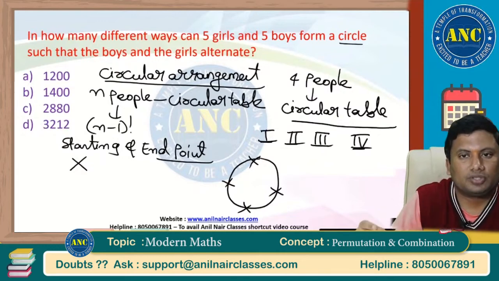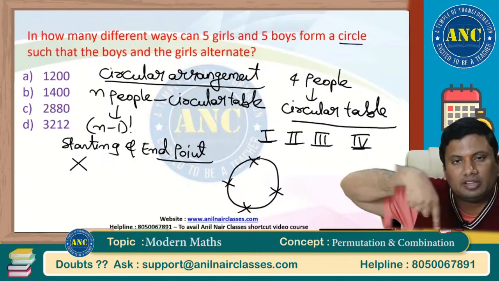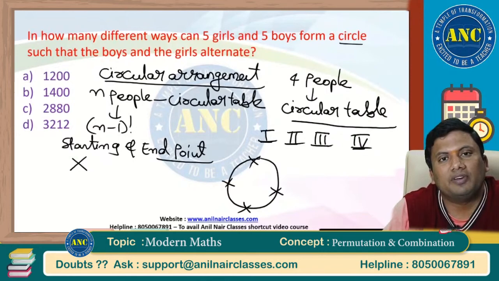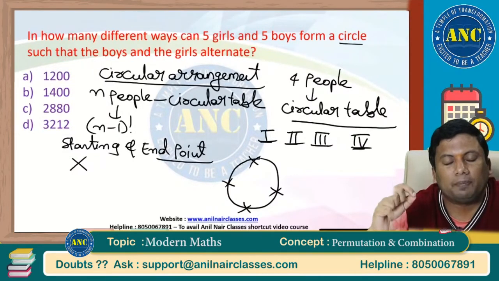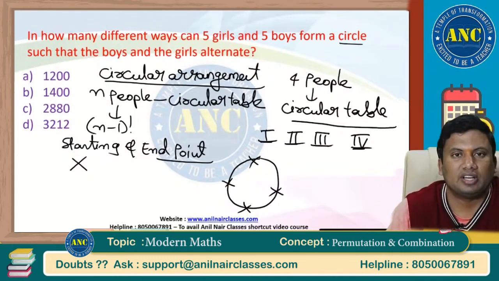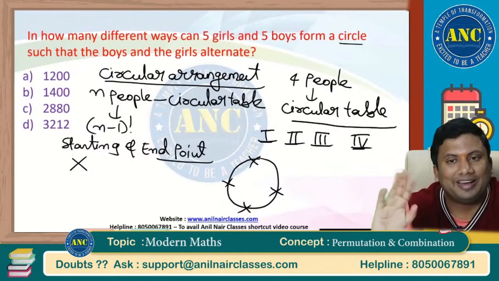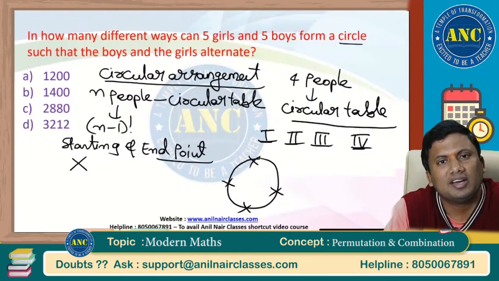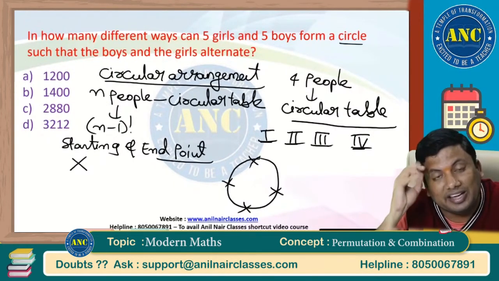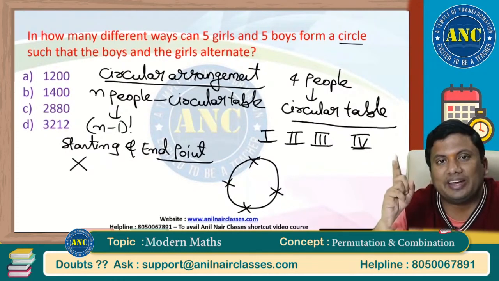First person comes. In a circular table, there are 4 chairs. In how many ways can the person sit? He can sit in only one way. It is not 4 ways. How can a person sit in 4 different ways? He can. Your thinking is right, but your way of saying it is wrong.